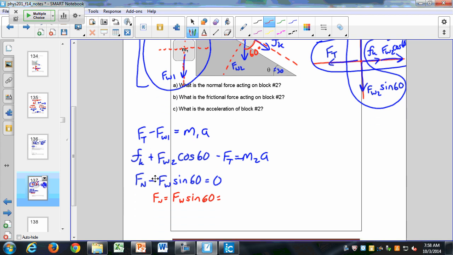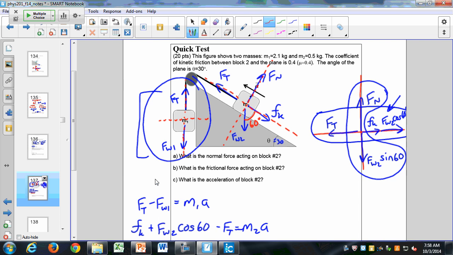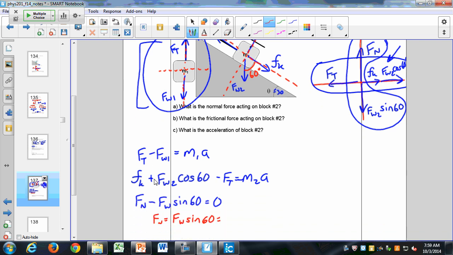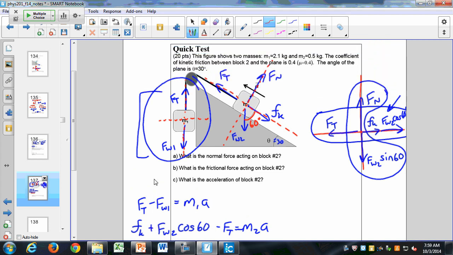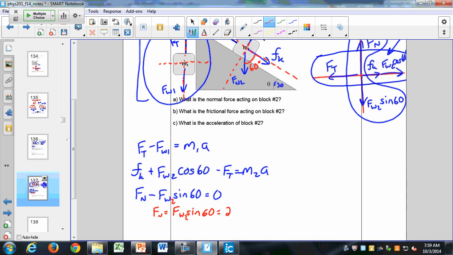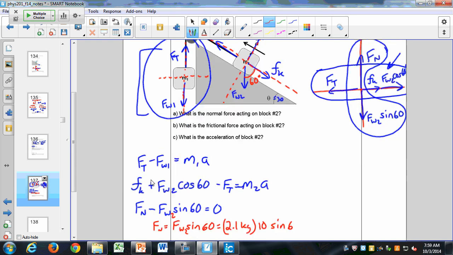All right, so Fn is equal to Fw sine of 60. That's Fw, look, I've already messed up, Fw2 sine of 60, which is M2, which is 2.1 kilograms times 10. Was it M2? Oh, you're right. See, this is what gets you on these things, is losing those subscripts. So you need to be very careful about that.